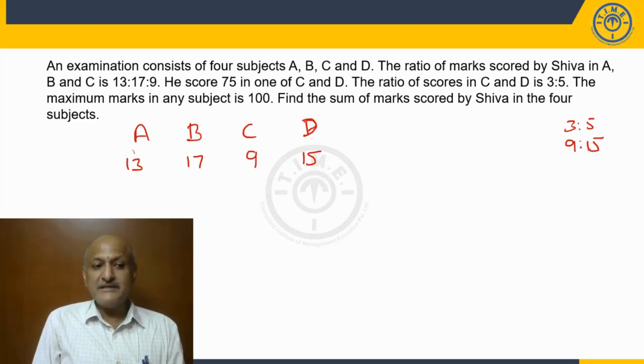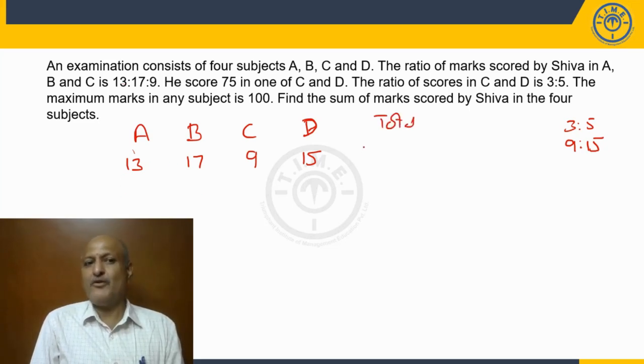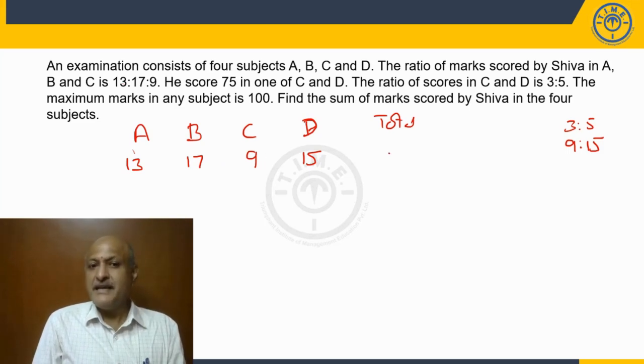Now, what does that imply? The total number of parts is just the sum of all these. 13 plus 17 is 30. 30 plus 15 is 45, and then plus 9 is 54. That means his total score is 54 parts.